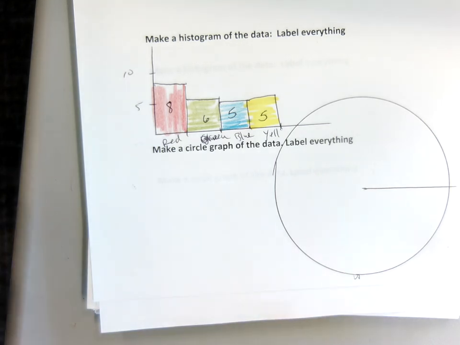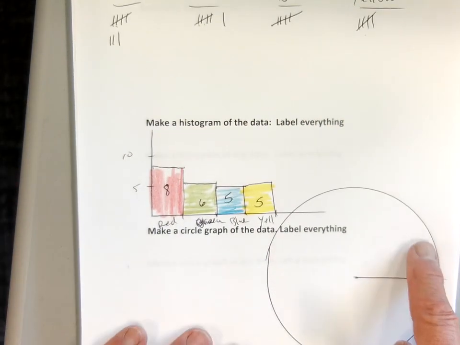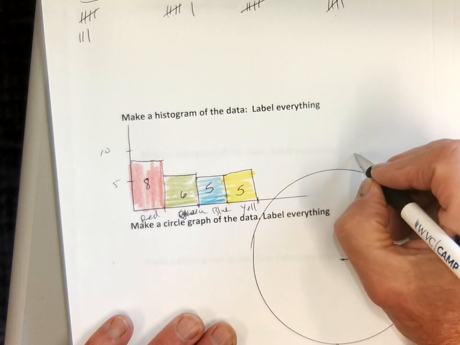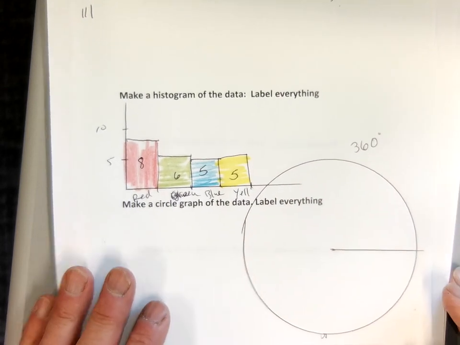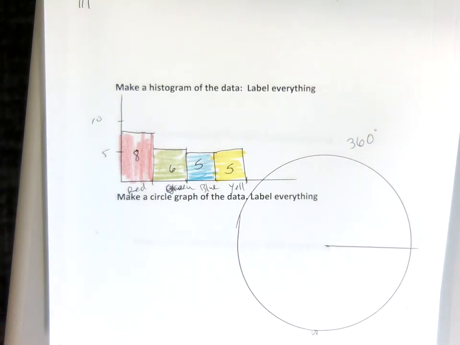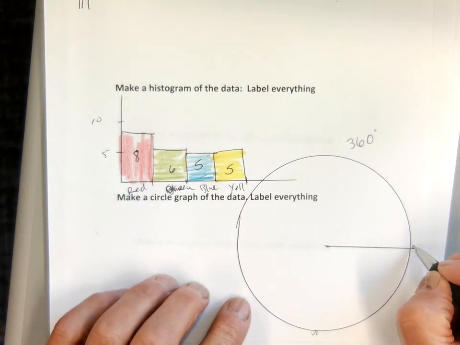So, here we go, pie graph. The first thing I need to do is this. There are 360 degrees in a circle. Thumbs up, everybody? Yeah. So the first thing I do when I make my circle graph is I make that line straight across. That's at 0 degrees, right? So I make that line straight across. That's at 0 degrees, okay?